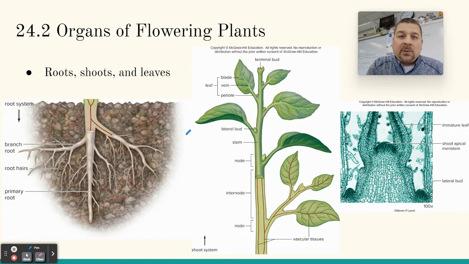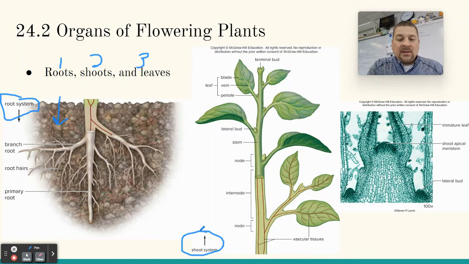This will be a short, quick one, in which we will just review the main parts of a flowering plant. We divide a plant into three things: the roots, the shoots, and also the leaves. The root system, we would call it, is going to be anything that's sort of underground. The shoot system is going to be anything that is above ground. And obviously the leaves are going to come off of the main shoot system.